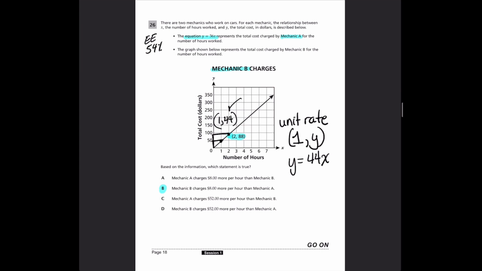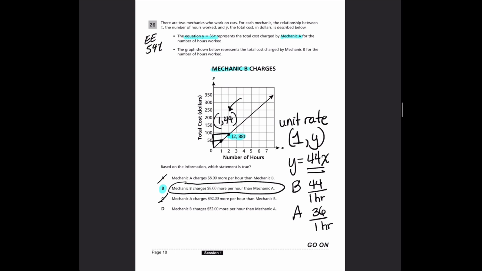Okay, see how I did that? I used that unit rate to write this equation. Now I can compare their rates. So mechanic 2 charges $44 an hour. That's what x is per hour. So there's B, 44 per hour. And A charges 36 per hour. So B definitely charges more, so I'm going to get rid of A and C. And how much more does he charge? He charges $8 more an hour.